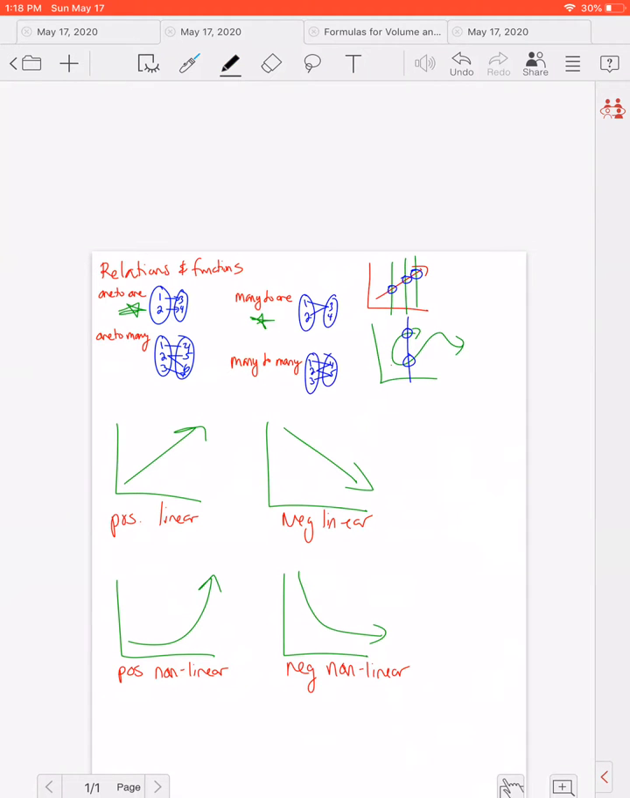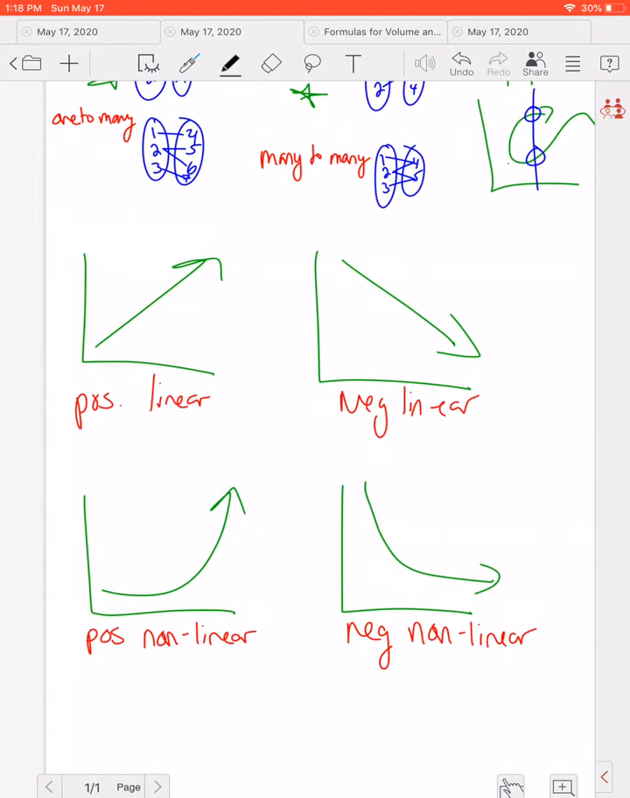We also have associations for data. So if it's a straight line and it's going upwards from left to right here, that's what we call positive linear. If it's going downwards in a straight line, that's negative linear. We have a curved line, that would be positive nonlinear. It's going up when we go left to right. And it's going down, it would be negative nonlinear if it's a curve.